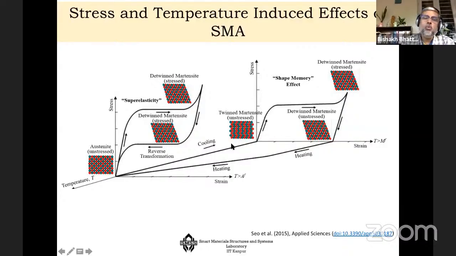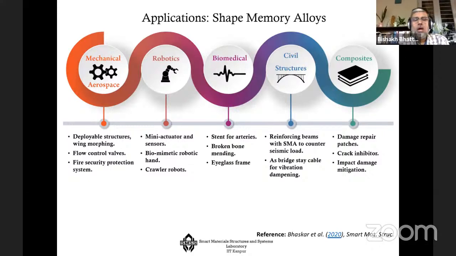Now, sometimes we do not bring the stress into the picture. Simply under the austenite state itself, we actually reverse the stress. We do not bring the temperature into the picture, and then it is called the superelasticity effect of the system. There are various applications we have developed, like in deployable structures, in actuators, in stents that are already used for biological applications, for example, heart surgeries, etc. And then in civil structures like reinforcements and beams, and also in composites for damage repairing patches, etc.